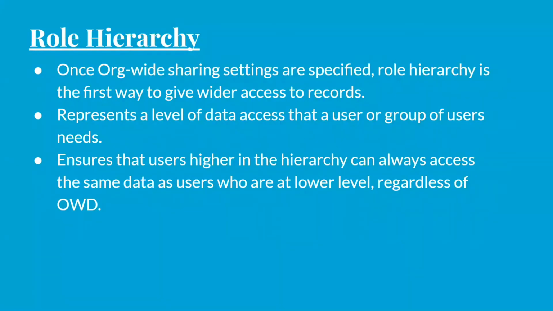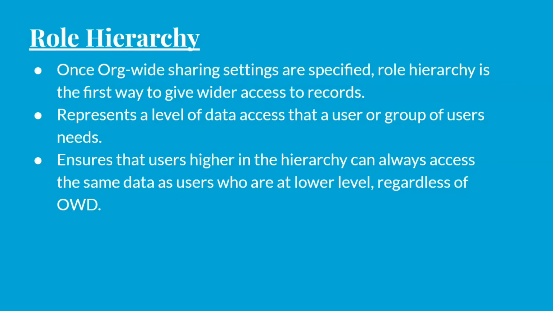Suppose the OWD is public read only. That means for everyone it is public read only. They can only view the records. But if the user is above in the role hierarchy, they will get to view and edit the records of the users who are below them. If I put it in simple words, suppose you have a sales team, and there are different members in the sales team. They have their own records, but then there is someone, a sales manager, above them. So the sales manager should have access to the records of all the sales team members. So the sales manager should be above in the role hierarchy.